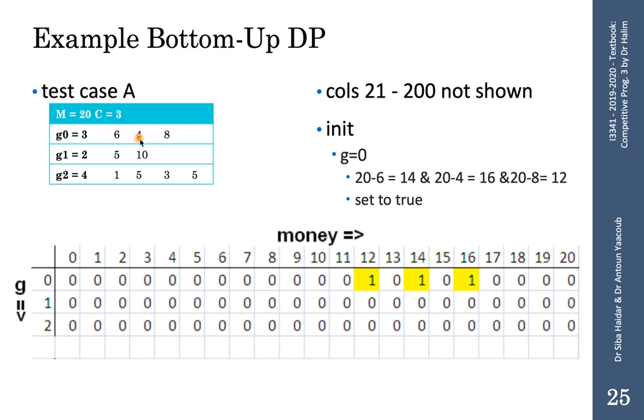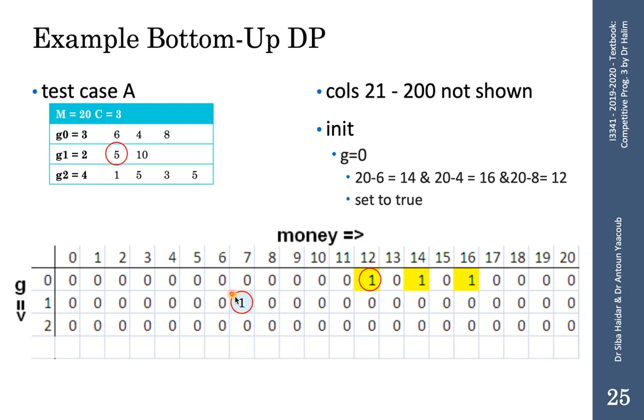I can also buy, if I have $20, the model that costs 4, and this will leave me $16. And I can, in another scenario, buy the garment which costs 8, and this will leave me $12. So in these 3 cases, I will put 1. So now we will iterate until G. G equal 1, which is G1, which has 2 models, and we will take the first case. Suppose we have $12, can I buy the garment that costs 5? Yes, I can, and this will leave me with 12 minus 5 equals $7.